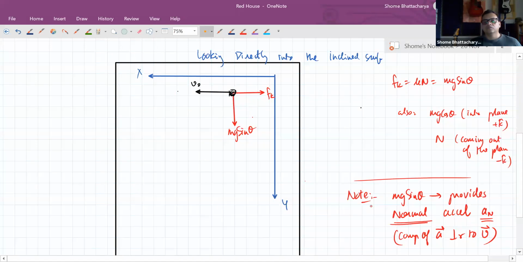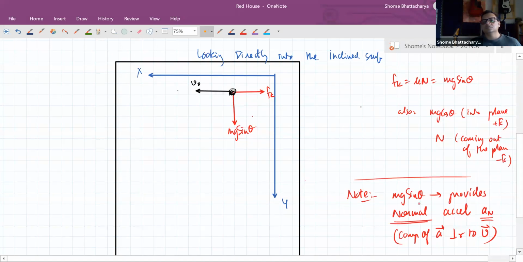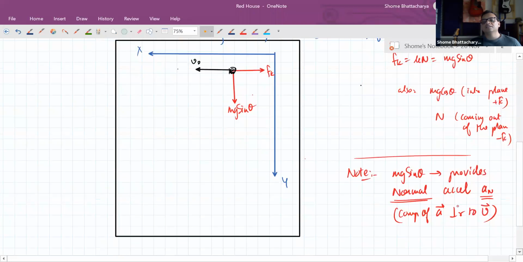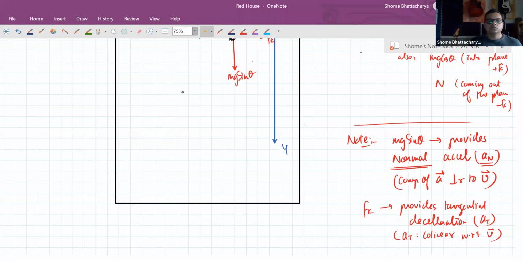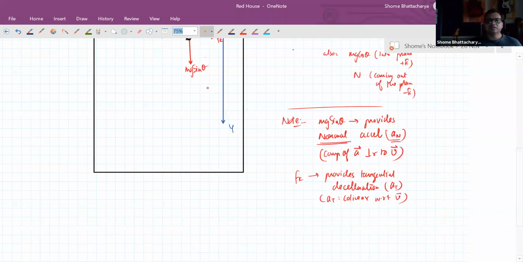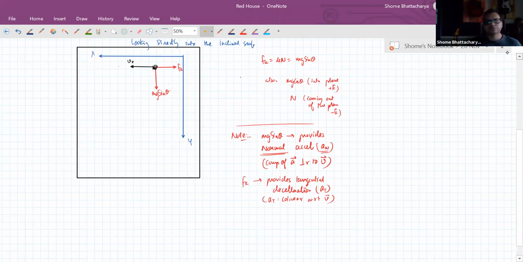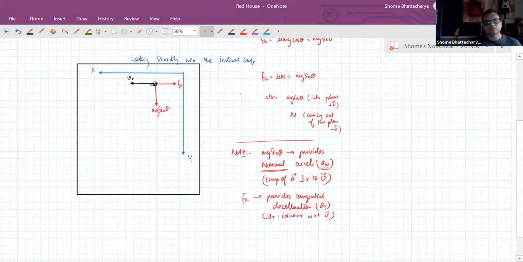Whereas friction provides tangential deceleration. Because friction is tangential acceleration. It is collinear, in this case anti-parallel, with respect to the velocity vector. So what we are doing here is, we are talking about the general curved path. Because there are both components of acceleration, this will follow a curved path like this.